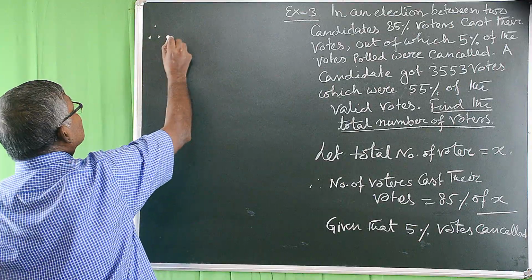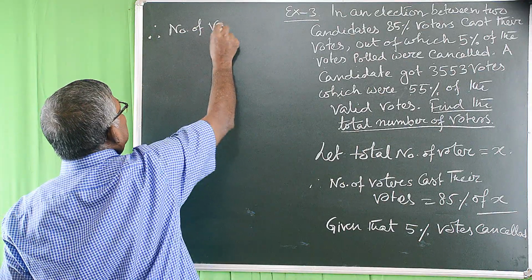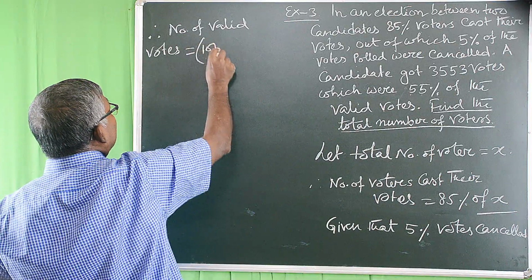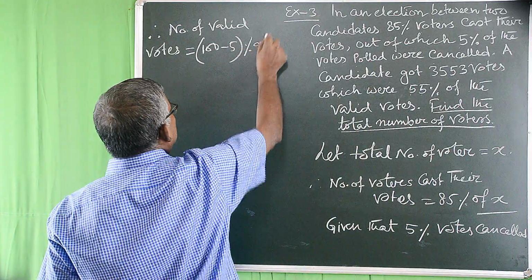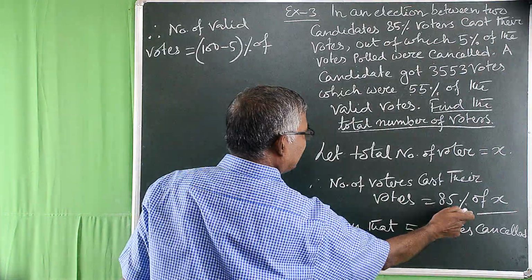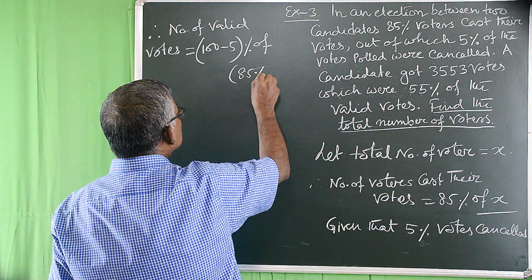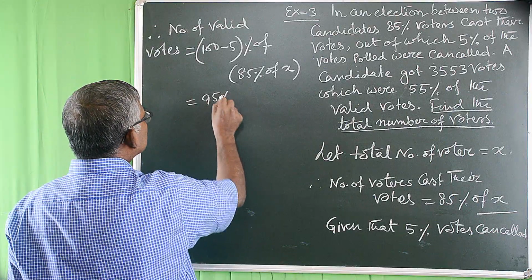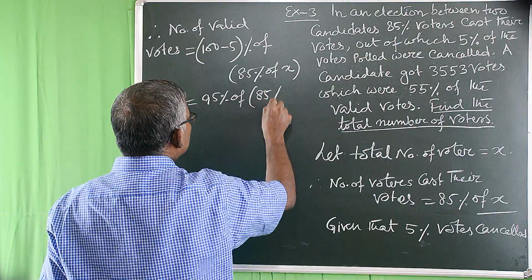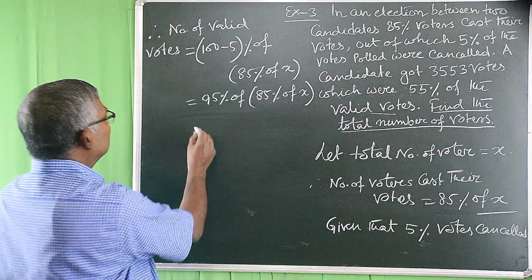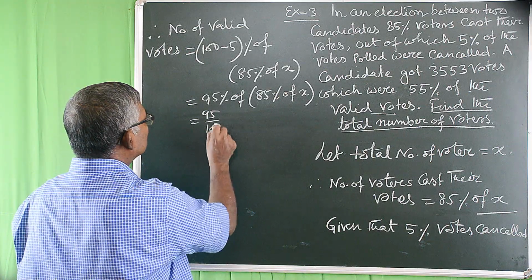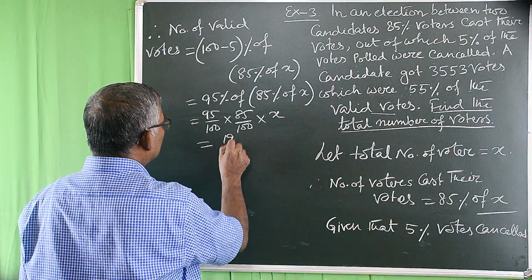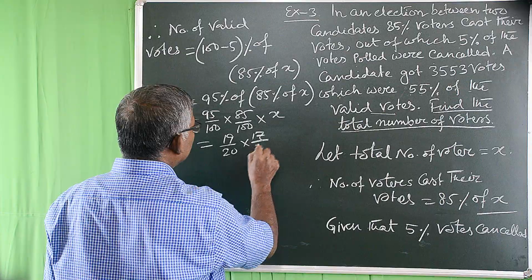Therefore, number of valid votes equal to 100 minus 5% of 85% of X equal to 95% of 85% of X equals to 95 by 100 into 85 by 100 into X equals to 19 by 20 into 17 by 20 into X.